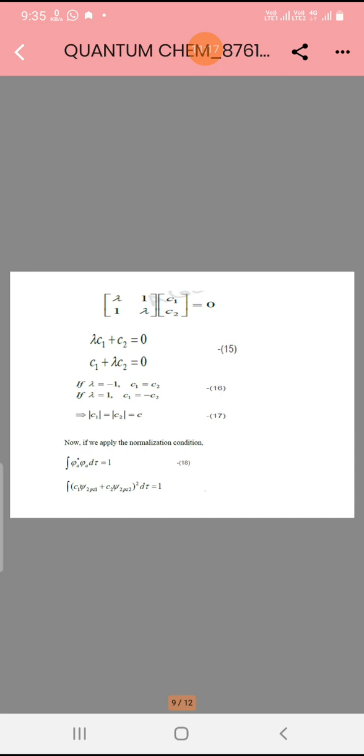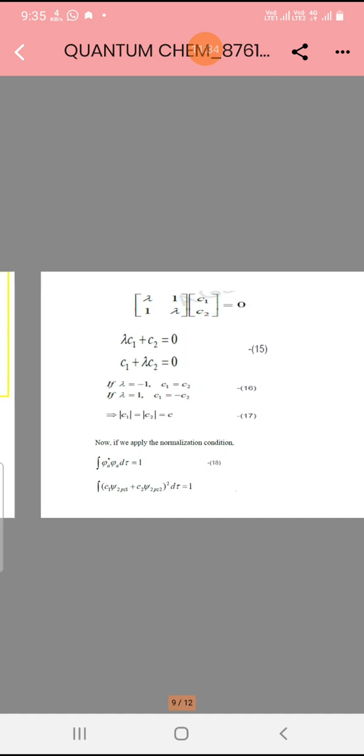So for the bonding orbital, the C1 and C2 values are equal in magnitude. In case lambda is equal to 1, for the antibonding molecular orbital, the C1 value will be equal to the negative value of C2. So now we apply the normalization condition.